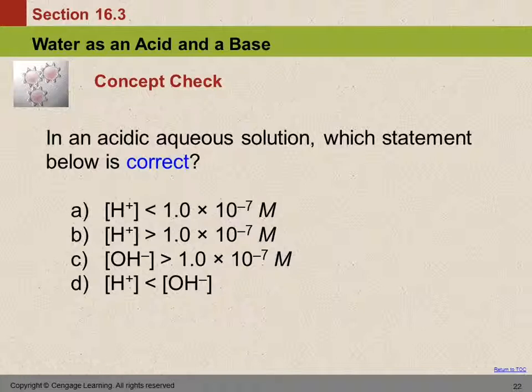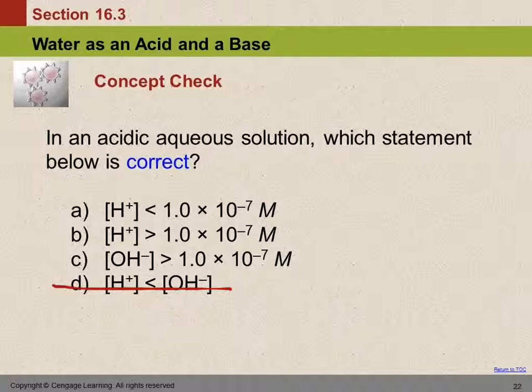So here's a multiple choice question. In an acidic aqueous solution, which statement below is correct? Well, could D be correct? Could it possibly be D? That the hydrogen ion concentration is less, not in an acidic solution. So we can just rule that one out right away.